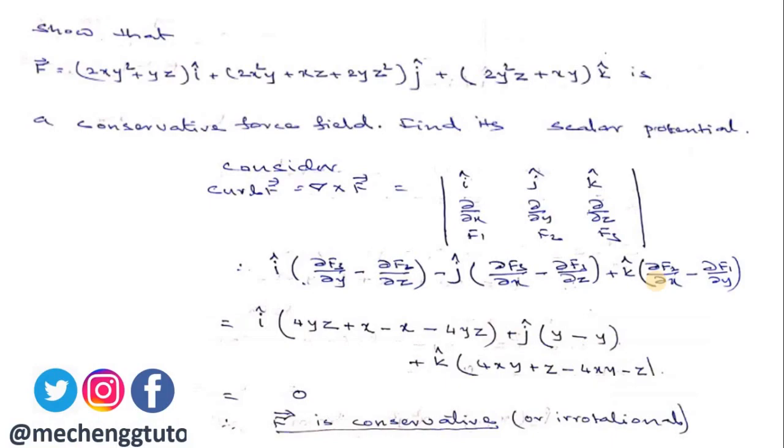So first part, i into dou F3 upon dou y is 4yz plus x, and dou F2 with respect to z will be minus x minus 4yz. Like that, j into y minus y, k into 4xy plus z minus 4xy minus z. So it comes 0, means curl F is what? 0. So F bar is conservative or irrotational.